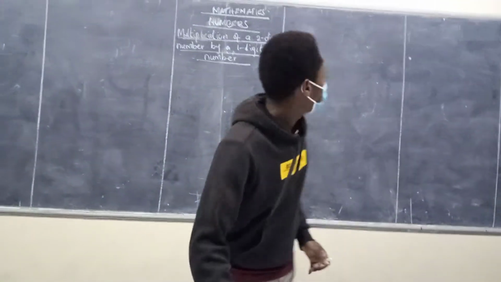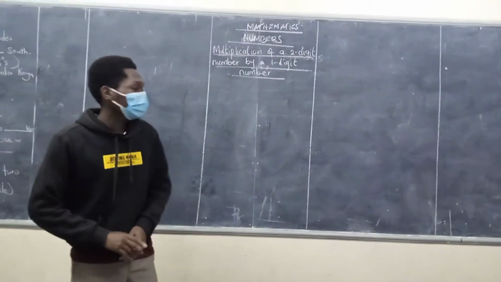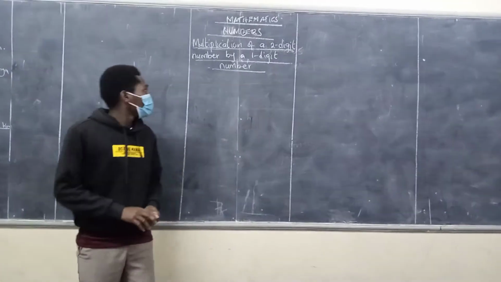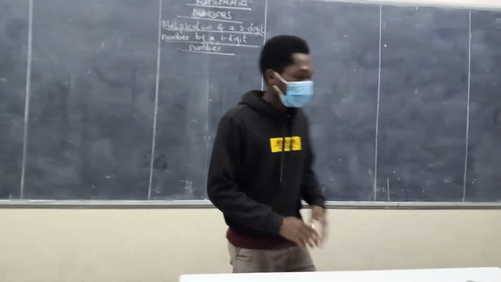I'm going to look at mathematics. That is CBC classes, class 4 to class 5. I'm going to look at multiplication of a 2-digit number by a 1-digit number.